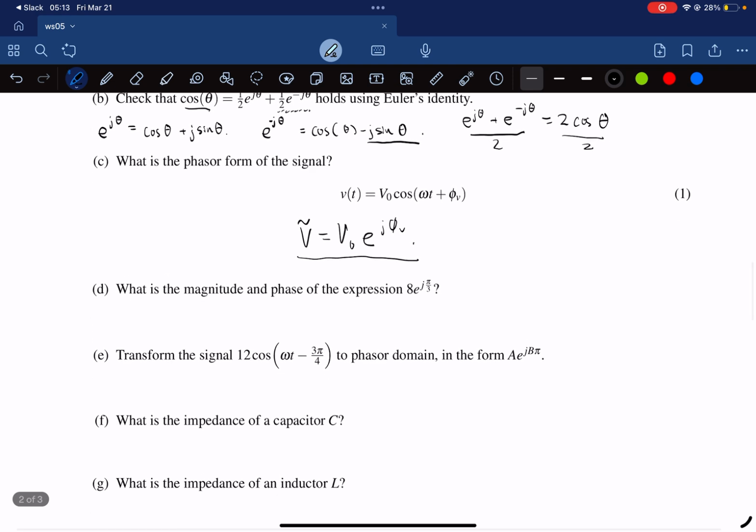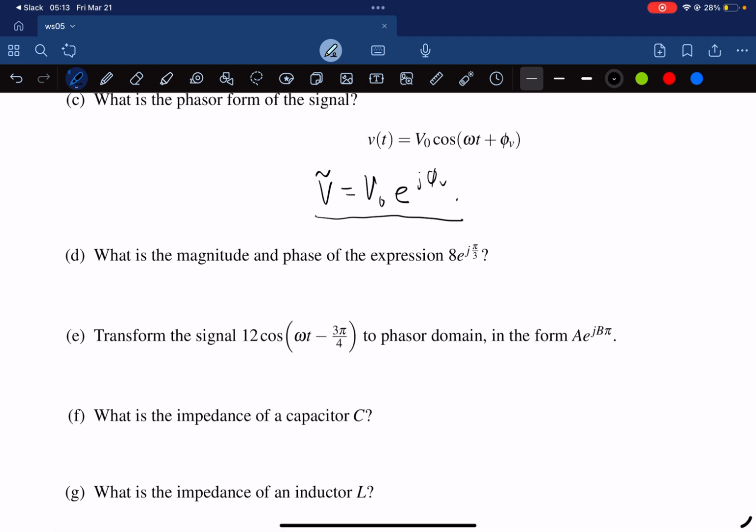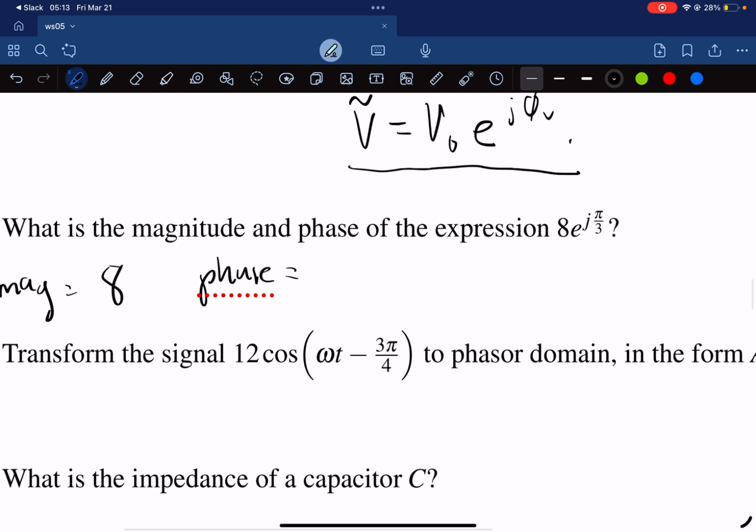Part D, what is the magnitude and phase of the expression 8e to the j pi over 3? Okay, this feels kind of misplaced, but it's just like we did before. Magnitude is going to be 8. All right, magnitude. And then phase, that's just equal to the angle. We just use pi over 3 here.